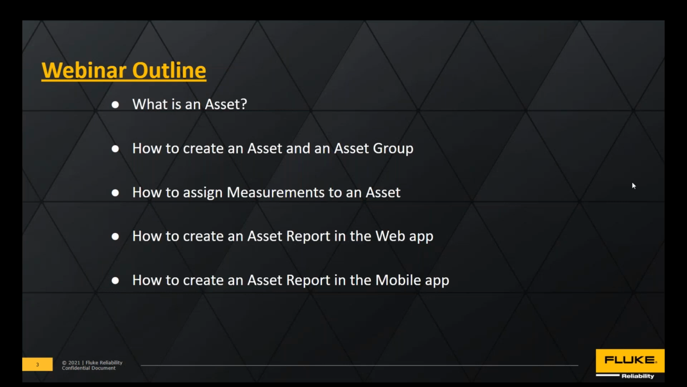Here's the webinar outline. So we're going to start with what is an asset? How do we create an asset and an asset group inside of a Fluke Connect account? So we'll go over that in the website application and also the mobile app. How do we assign a measurement to an asset? So again, we'll do that in both the website and the mobile app. Then we'll get into how to create an asset report in the web and the mobile app.